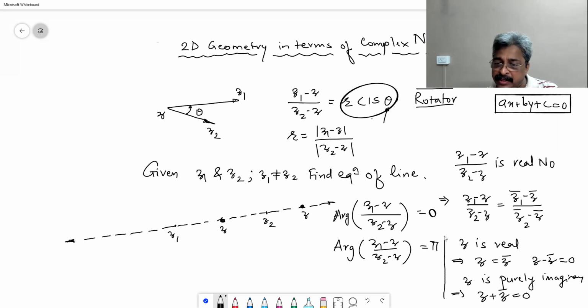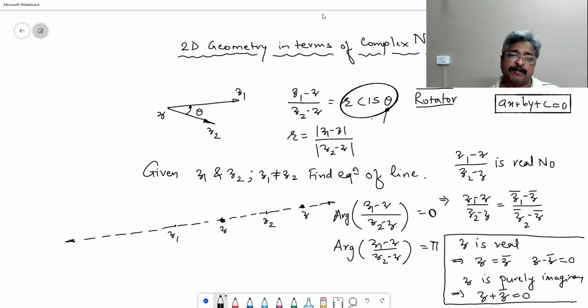You require this for problem solving. You may require it when the statement of the problem says that this is a real number. It's mathematical interpretation, you end up using this. If you don't know this idea, you will not be able to solve the problem. So this is important. If a complex number is a real number, z minus z bar is 0.